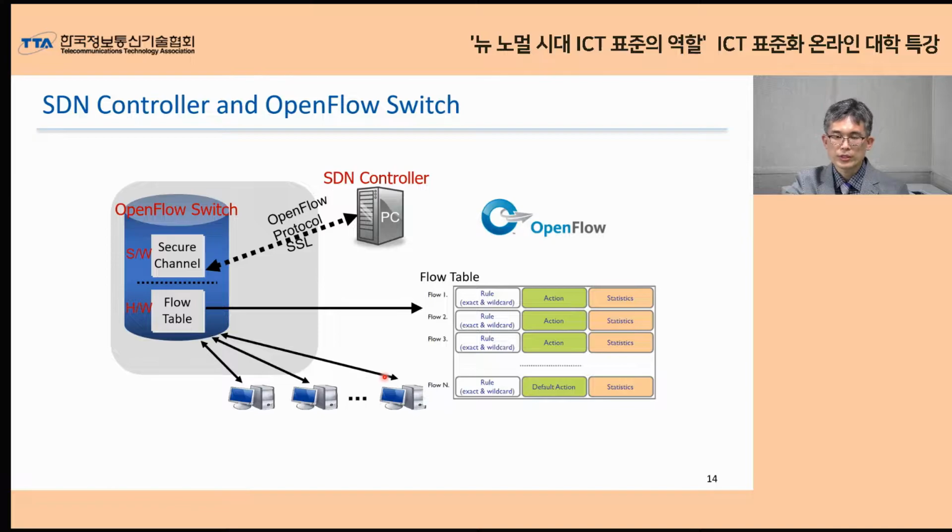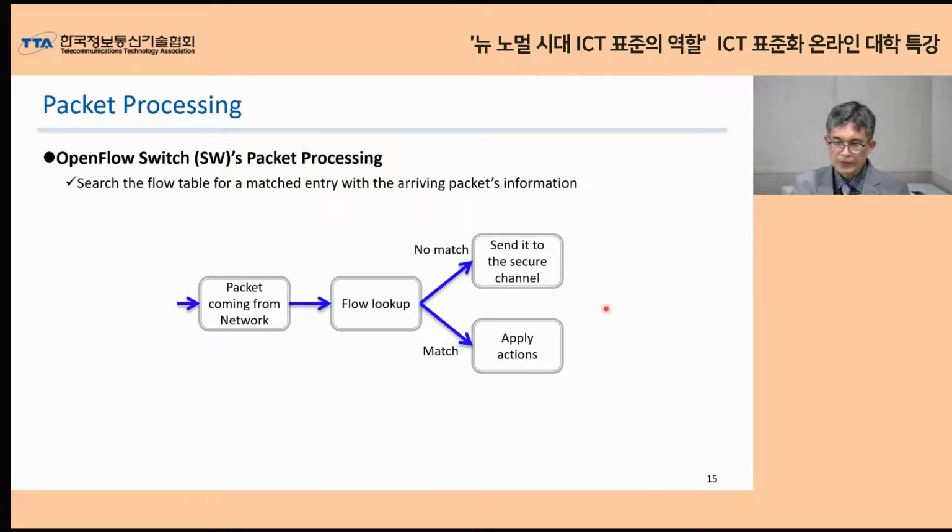This figure shows the example. The SDN controller delivers configuration to the OpenFlow switch. The OpenFlow switch owns and maintains its own flow table. The flow table has multiple entries. Each entry consists of the rule and action and statistics for that traffic.